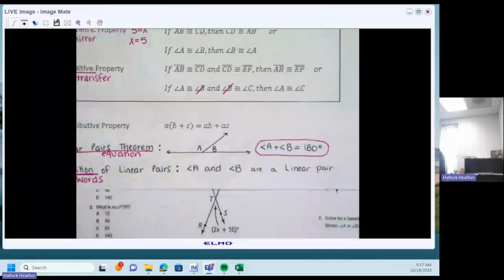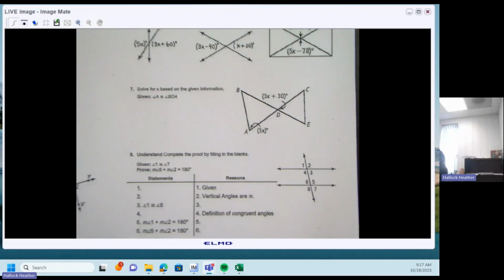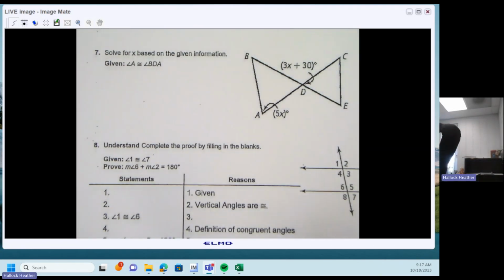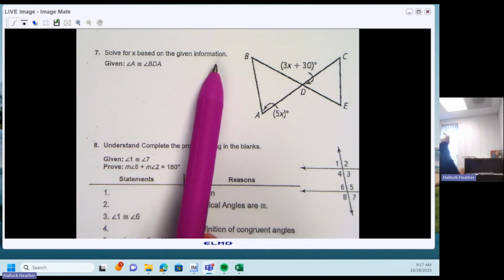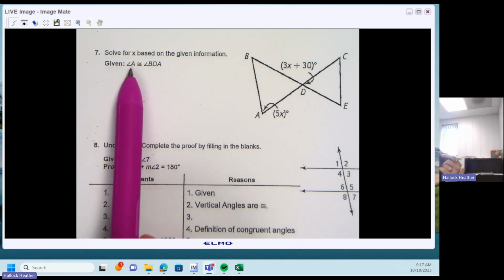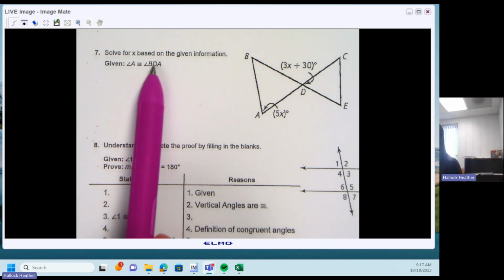3. We're going to start with number 7. It's a math problem just to get us going, and we're going to solve for x. For number 7, it says solve for x based on the given information. And it says given angle A, fancy squiggly equal sign, which means congruent, to angle BDA.